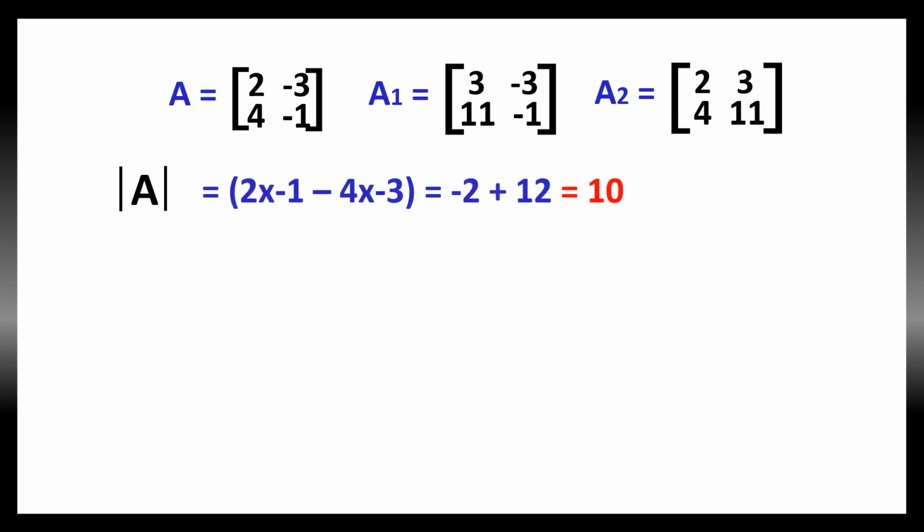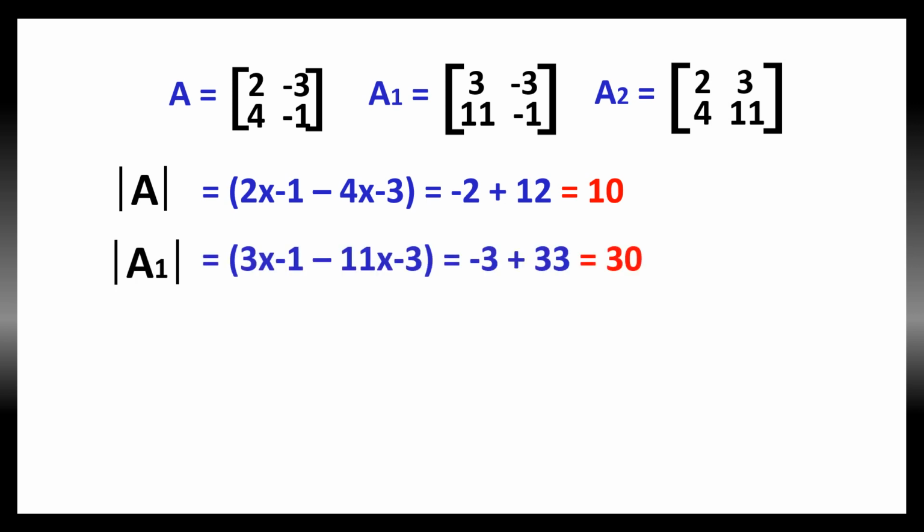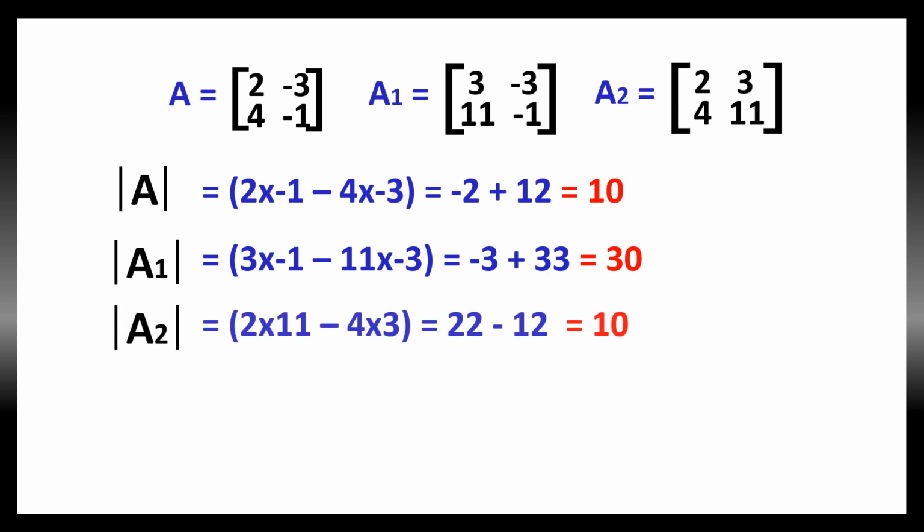That will be 2 into minus 1 minus 4 into minus 3. So determinant of A is 10. Now determinant of A1, it is 3 into minus 1 minus 11 into minus 3. Therefore, determinant of A1 is 30. Now determinant of A2, 2 into 11 minus 4 into 3. So determinant of A2 is again 10.